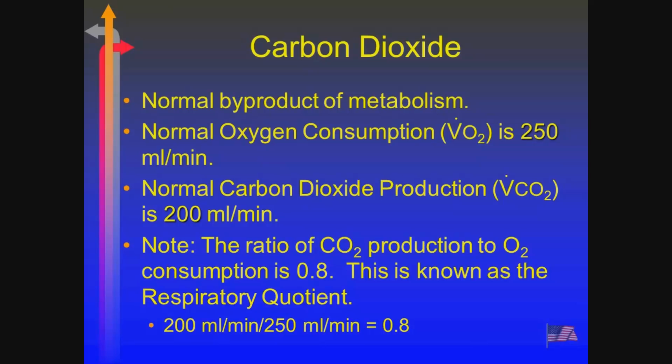We know that carbon dioxide is a byproduct of metabolism. So long as you're living, you're producing CO2. Problem is we need to get rid of it at some point along the line. We talked about the normal oxygen. Did we mention the normal oxygen consumption is 250 milliliters per minute? If I didn't, allow me to do that now.